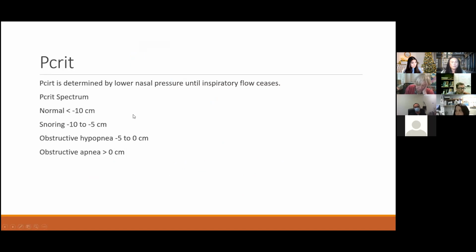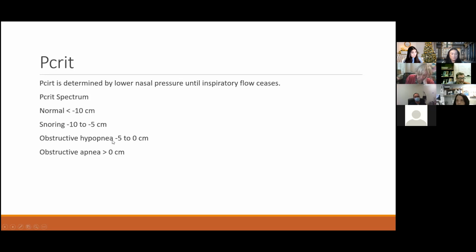And so normal people have a P crit of like -10. People who snore maybe -10 to 5. And when you start seeing significant airflow limitation, your P crit's usually 0 to -5. And then with obstructive sleep apnea, you get a more positive P crit. So you need to overcome that.